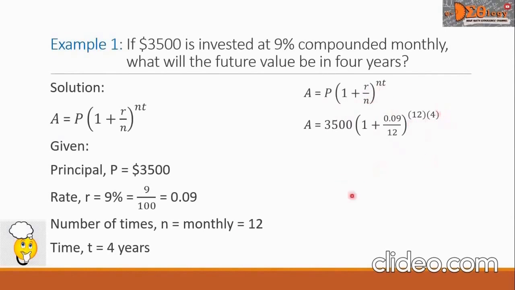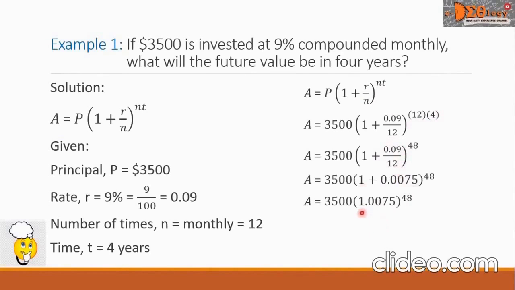Let us simplify further. First, let us get the product of 12 and 4, and we will get 48. Next, let us simplify this fraction, 0.09 over 12, and we will get 0.0075. And then we will add 1 plus this decimal, and that is now 1.0075.